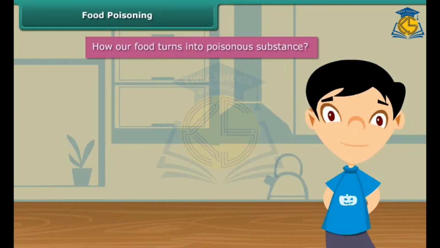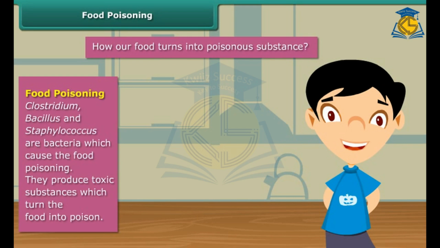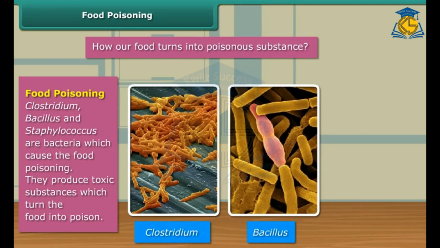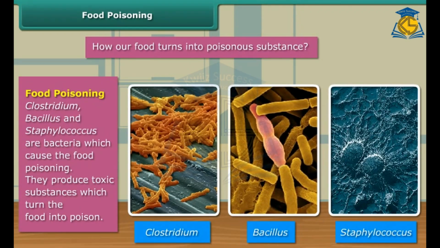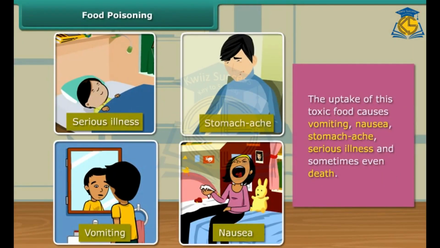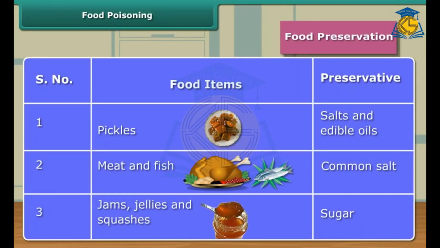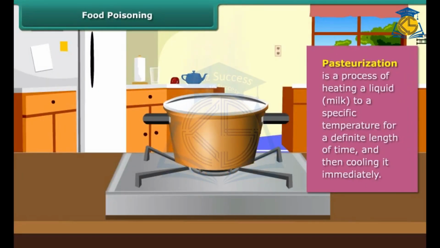Friends, in summer season, if the food is lying open for a longer duration, the food turns stale and finally into a poisonous substance. The cause of this is again the same, bacteria. There are some bacteria like Clostridium, Bacillus, and Staphylococcus which cause food poisoning. This food causes harm to us. We can preserve our food by some methods as listed below. We use the pasteurization process to preserve milk.